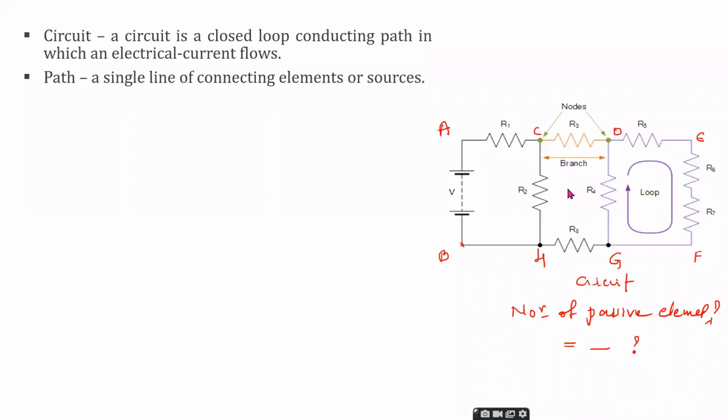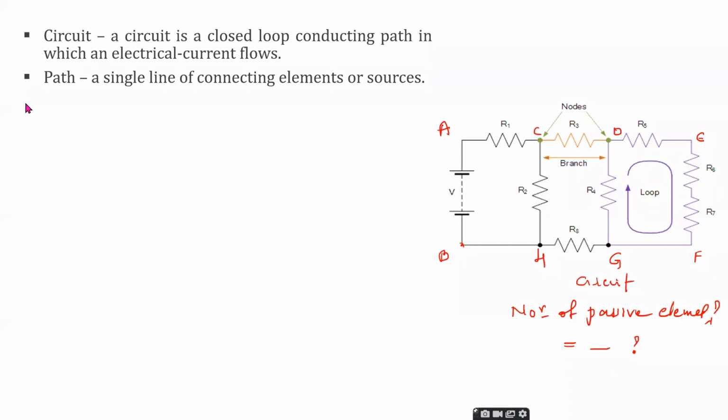They are called passive elements because they can absorb the power delivered by the active elements, and they store the energy either in the form of magnetic field or electric field, or else that stored energy can be dissipated in the form of heat.